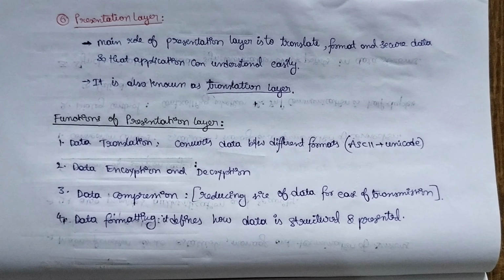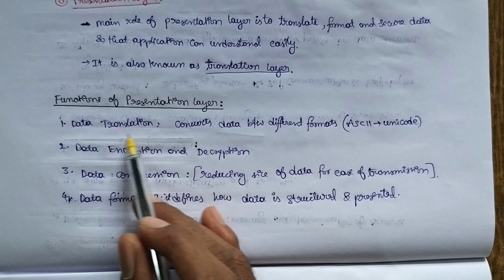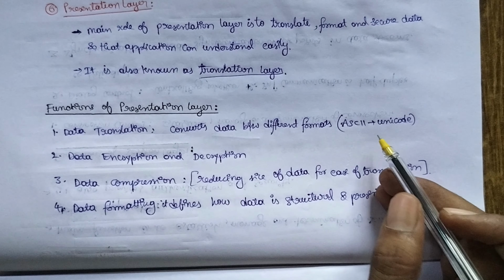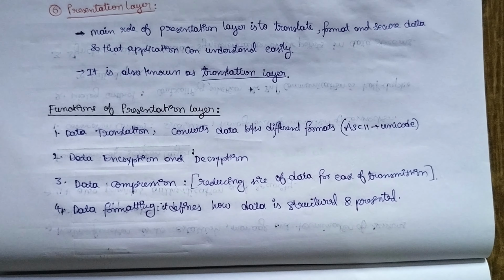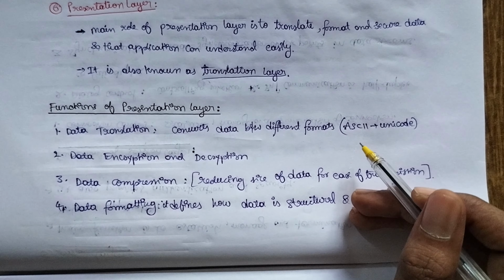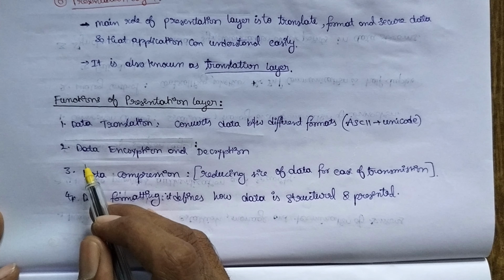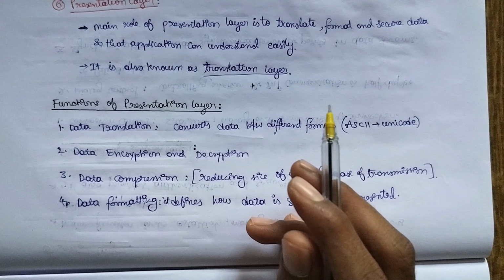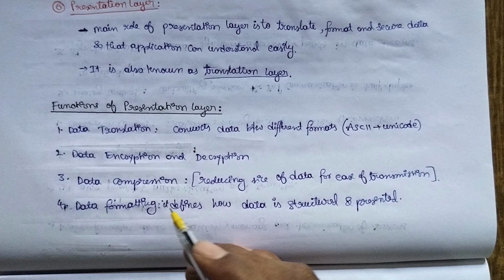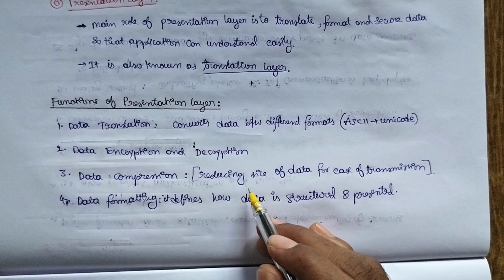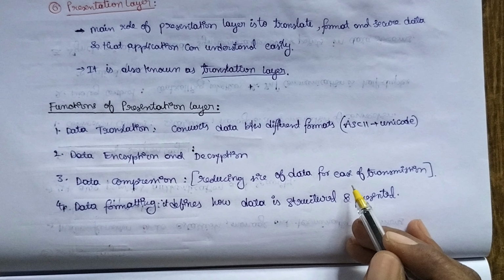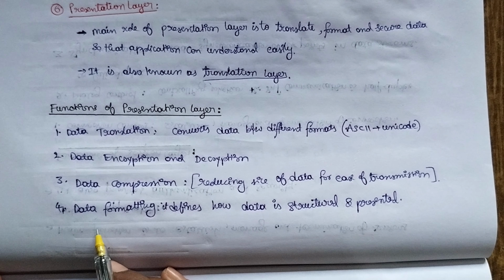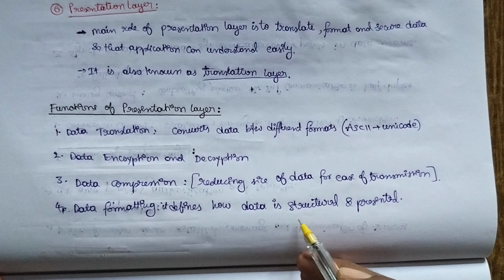The functions of the presentation layer are: first one, data translation. It means that it converts the data between different formats, for example, ASCII to Unicode. Like that, it will translate the data from one form to another form. The second function is data encryption and data decryption. The third one is data compression. Data compression means reducing the size of data to ease the transmission. The fourth one is data framing. It defines how data is structured and presented.